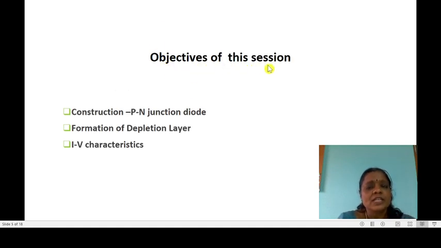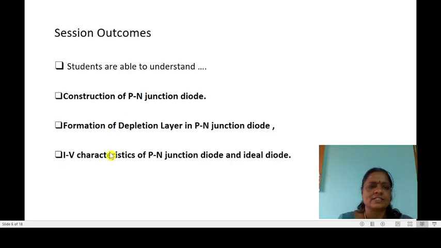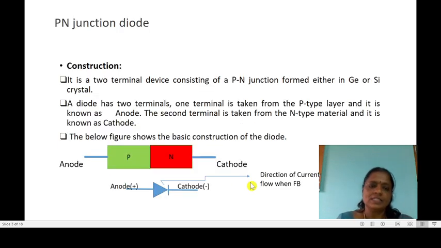Let us come to the objectives of this session. That means, what are the things you are going to study? The construction, formation and IV characteristics of the PN junction diode. After completing this, you should know the construction of the PN junction diode, how the depletion layer forms in the PN junction diode, and the IV characteristics of the PN junction diode.